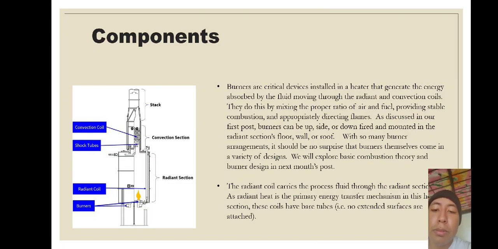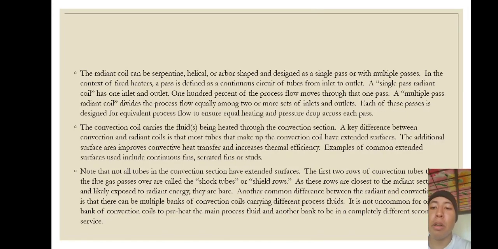The radiant coil carries the process fluid through the radiant section. As radiant heat is the primary energy transfer mechanism in this heater section, this coil has bare tubes, for example, no extended surfaces are attached. The convection coil carries the fluid being heated through the convection section. A key difference between convection and radiant coils is that most tubes that make up the convection coils have an extended surface. The additional surface area improves convective heat transfer and increases thermal efficiency. Examples of common extended surfaces include continuous fins, serrated fins, and studs.